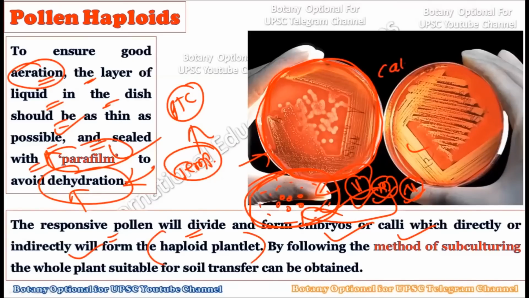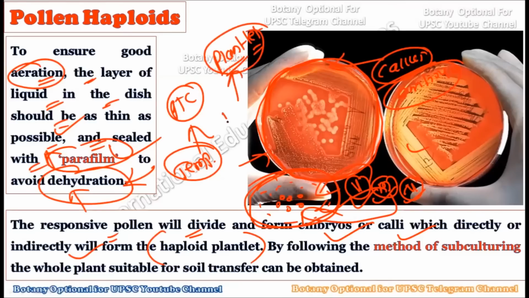Okay, so after the formation of a callus, or after the formation of an embryo, this embryo will directly get converted into the small plantlet. What it will create is the small plantlet, and this plantlet will be the haploid plantlet. Okay, this is the haploid plantlet, because what we have used to create this plantlet is the haploid pollen grains.